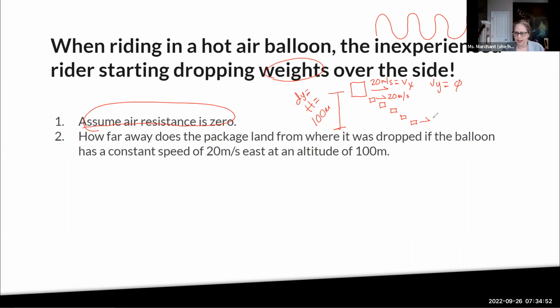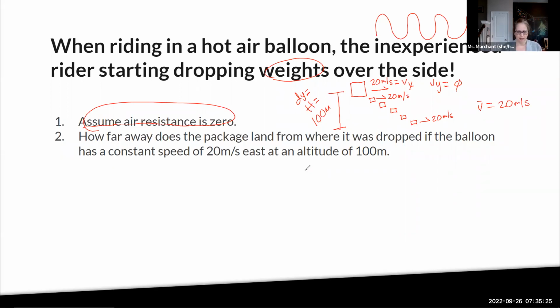So even the package at the end, before it hits the ground, it hasn't hit the ground yet, is still going 20 meters per second because there are no forces acting in the X direction, because we don't have air resistance. Nobody's pushing any of these weights. Nobody pushed it down, nobody pushed it over. They just simply dropped it. Nothing else is affecting it. So my velocity in the X is actually going to be the average velocity of 20 meters per second.